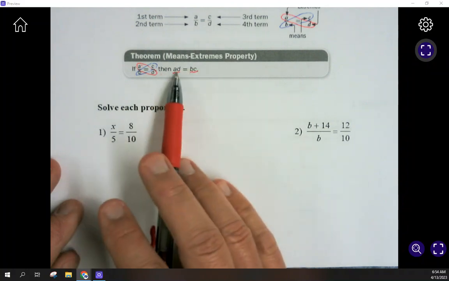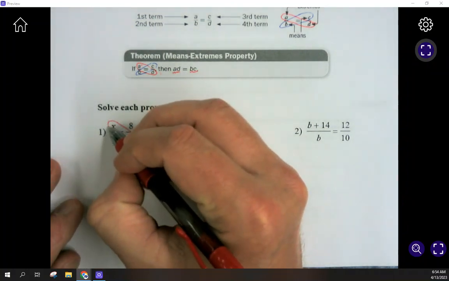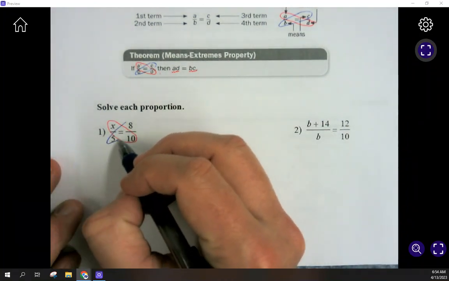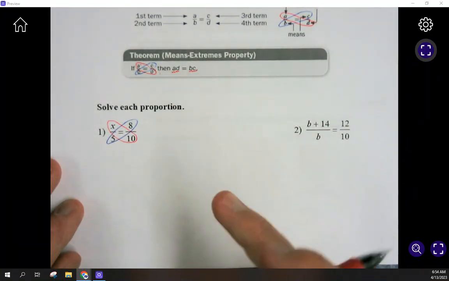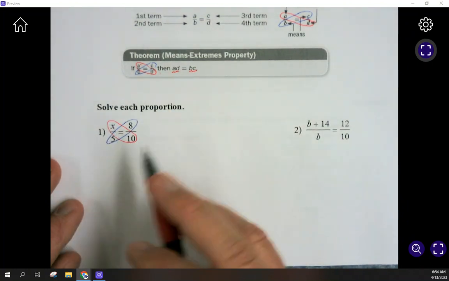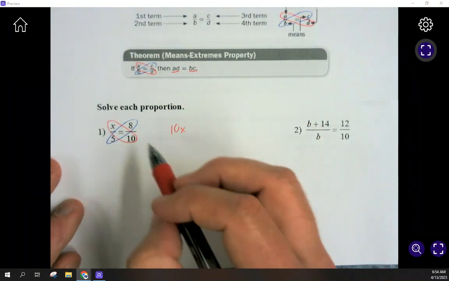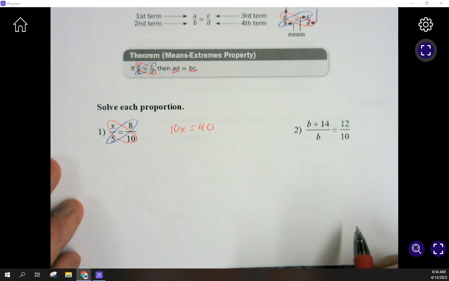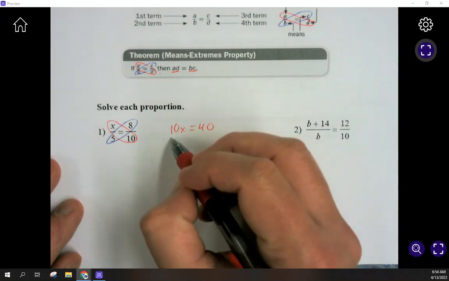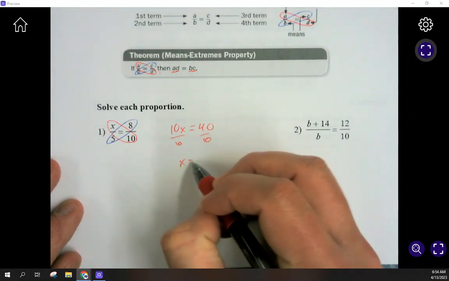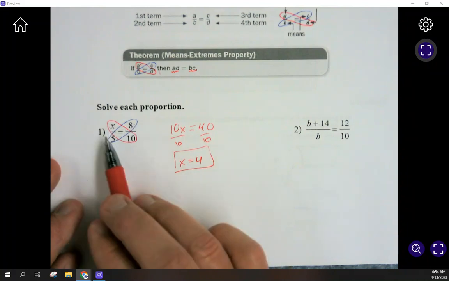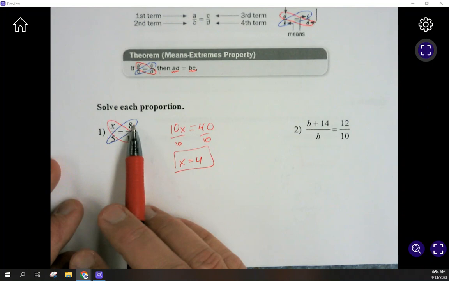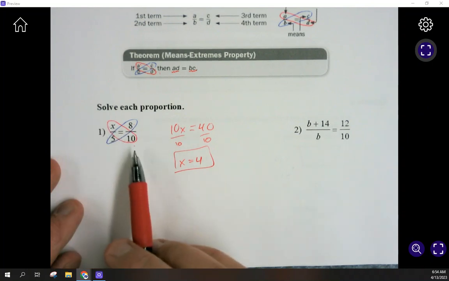The means extremes property says I can cross multiply. So when I multiply the extremes and I multiply the means, the result is equal. So x times 10 is 10x. That has to be equal to the product of 8 times 5, which is 40. All I got to do now is solve this simple equation, divide by 10, and x equals 4, just like we said. So for an easy one like this, you can just look at it and say, oh, 5 is half of 10, so x is half of 8, it's 4. That's always going to work that way.